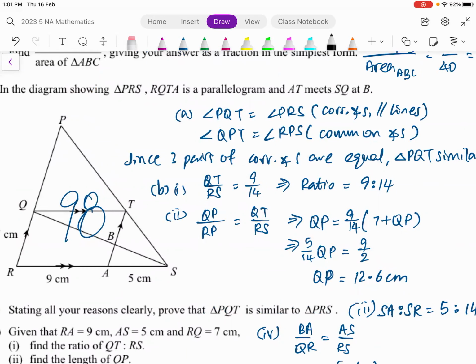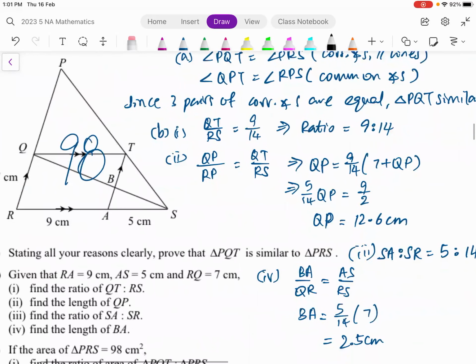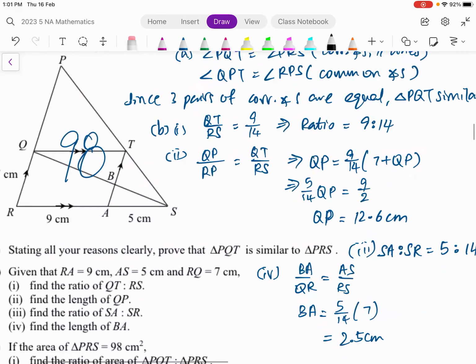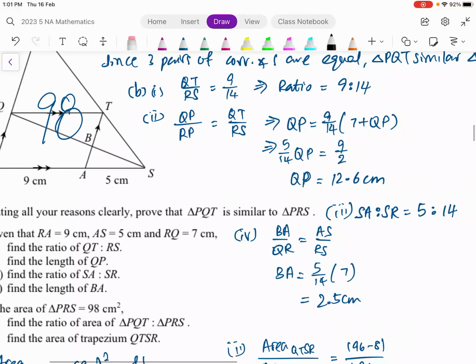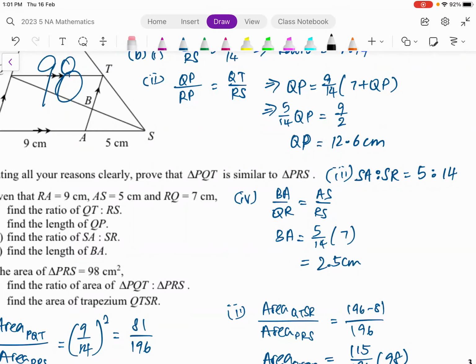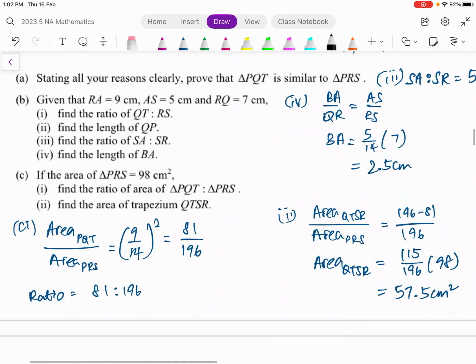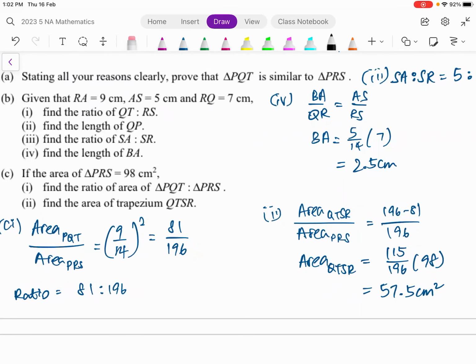Anybody needs help? Part B, part 1, the distance QP is 12.6 centimeters. Okay, if not, part 3, the ratio is 5 to 14. Next, part 4, 2.5 cm. Need help, must say, 1.5 cm, part 4. And then part C, part 1, 81 to 196. Part C, part 2, 57.5. Need help, part C, part 2.